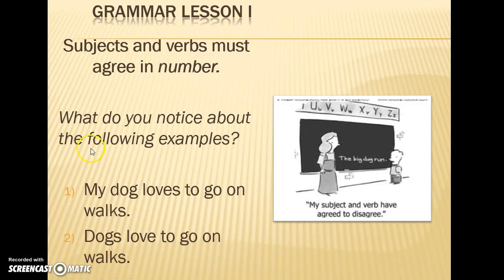If we look at the two examples here, our subject in the first sentence is my dog. That's one dog, so we have to have a singular verb as well. So my dog loves. One dog loves something. The second one, dogs love. That's multiple dogs, so we must also have a plural verb.